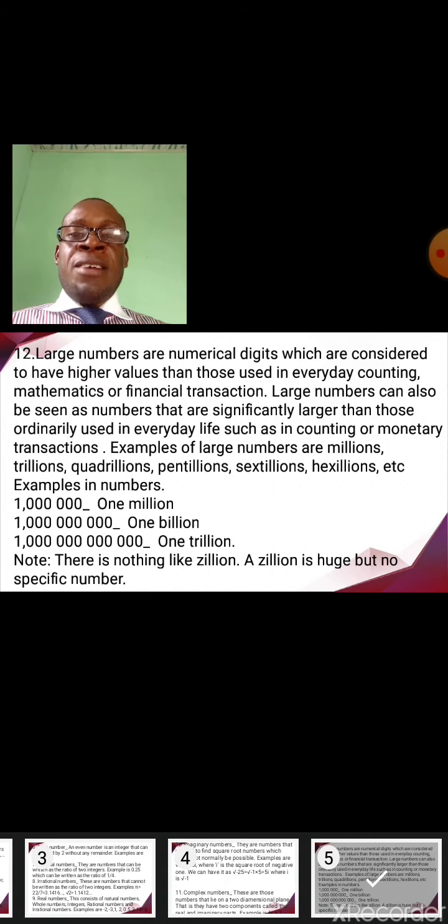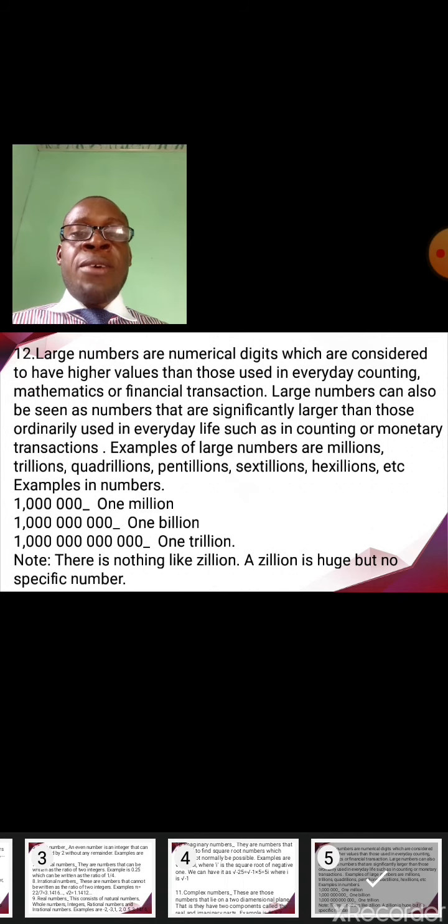The next is number 12, which is large numbers. Large numbers are numerical digits which are considered to have higher values than those used in everyday counting. Large numbers can also be seen as numbers that are significantly larger than those ordinarily used in everyday life, such as in counting or monetary transactions. Examples of large numbers are millions, trillions, quadrillions, quintillions, sextillions, etc.